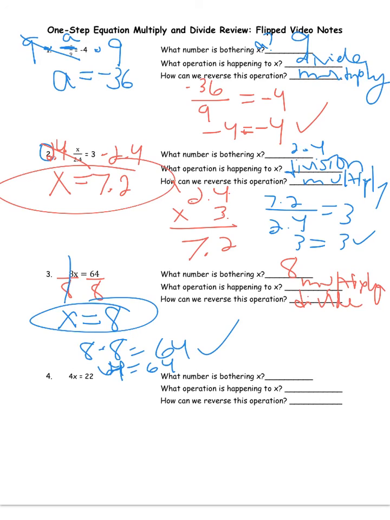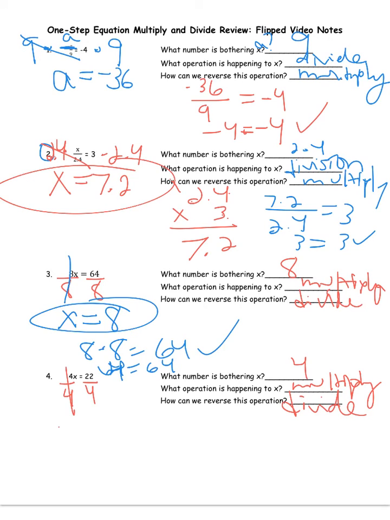Okay, and last problem is a little bit more complicated. We're getting harder as we go. What number is bothering x? It's obviously 4. What's happening? It's multiply because it's the number and the variable pushed right next to each other. How do we reverse this? We will divide. Okay, so I'm going to divide by 4, divide by 4.